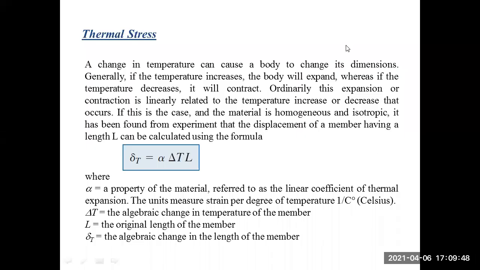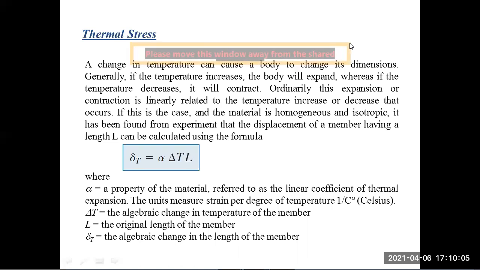Today's lecture is the continuation of axial force and deformation. So today's topic is about thermal expansion, okay? How we calculate the forces induced due to thermal expansion, okay?